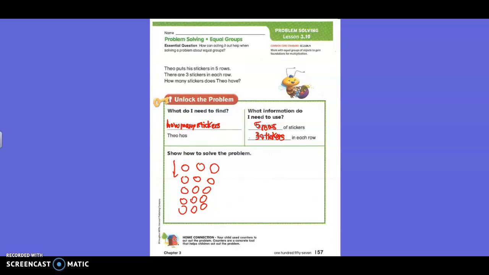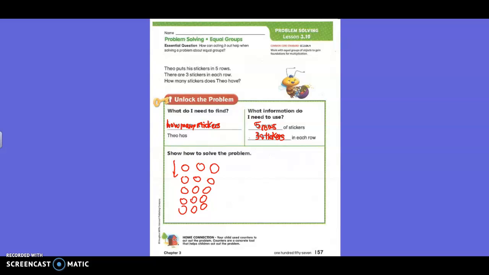Okay. Now, we have 5 rows of stickers and 3 stickers in each row. Now, count all of the stickers, or all of your circles. 1, 2, 3, 4, 5, 6, 7, 8, 9, 10, 11, 12, 13, 14, 15, 16, 17, 18, 19. I think you have too many if you have that.